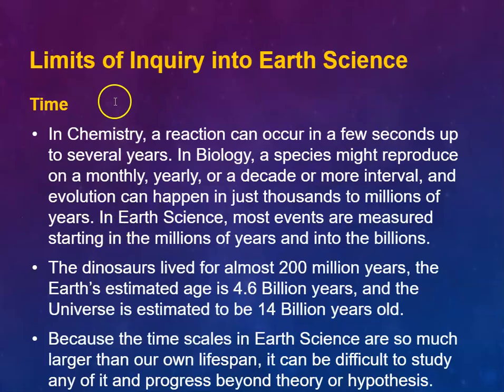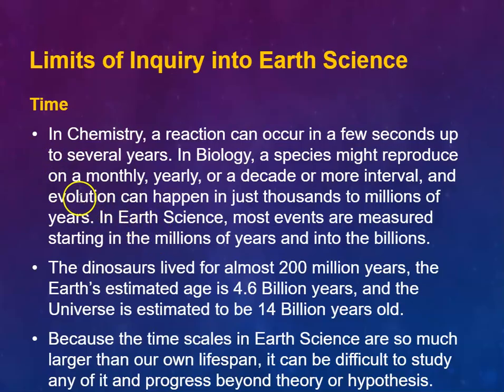First one, limits of inquiry into earth science. Earth science is a little bit unique in the fact that its limits on how we can do it are a little bit different than the other branches of science. So, for example, in chemistry, reactions can occur in a few seconds or in several years, in the longest case. In biology, a species might reproduce on a monthly, yearly, or decade or more interval, meaning that you could actually see an entire species essentially birth, live, and die their entire lifespan in your own lifespan.